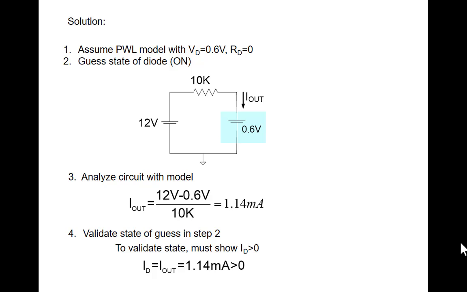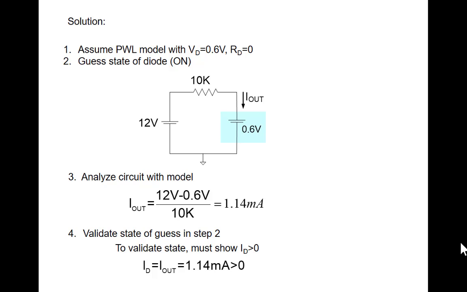So when I guess the on state, I put in the model for the on state. And in the on state, there's 0.6 volts across it. So I put in 0.6 volts for the diode right here. And then I analyze the circuit. And the current is 12 minus 0.6 over 10K, which is 1.14 milliamps.